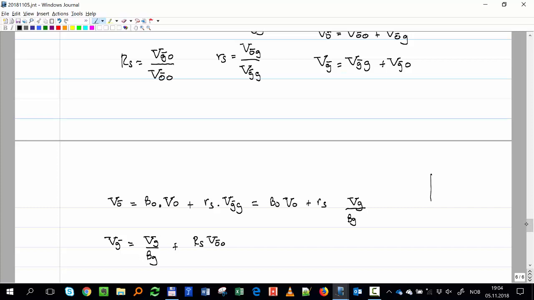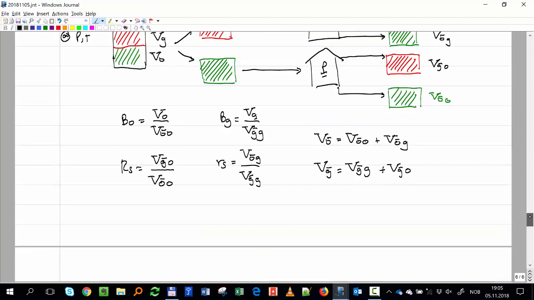Yeah, it should be divided, right? I think that is correct. Should be divided very well. VO. And here PO. Okay, and here we have RS times BO, and that we can express as BG divided by BG plus RS, and here BO is VO divided by VO. Yes, I think so.